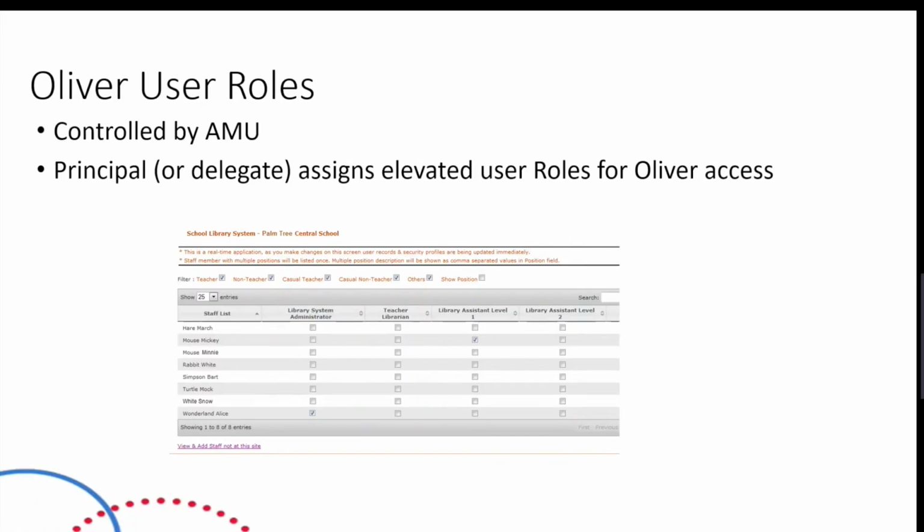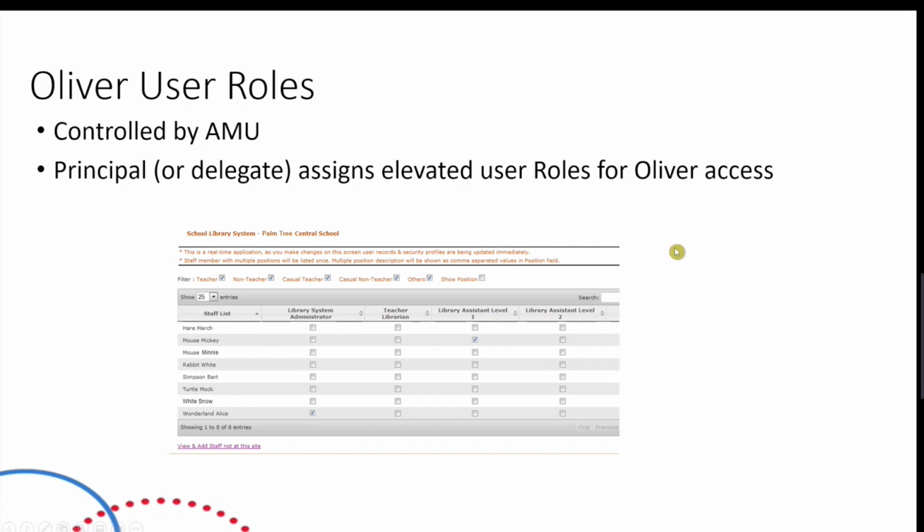At the beginning of the year, if there's new staff that arrive at the school who are working in the library, or if you yourself are new to the library, you'll need to have your user role adjusted in Oliver so you can access all the relevant functions. The user role determines which parts of Oliver you can see when Oliver is opened.